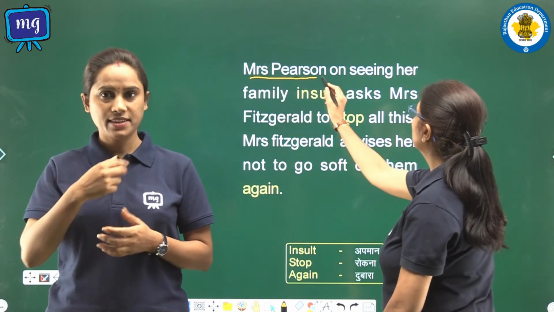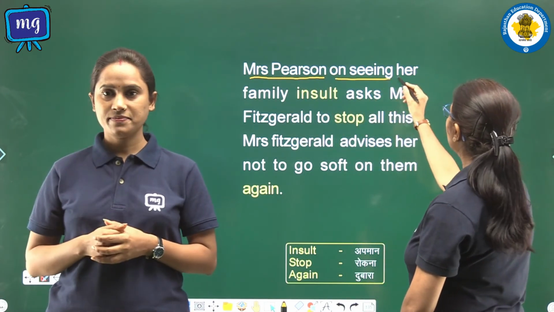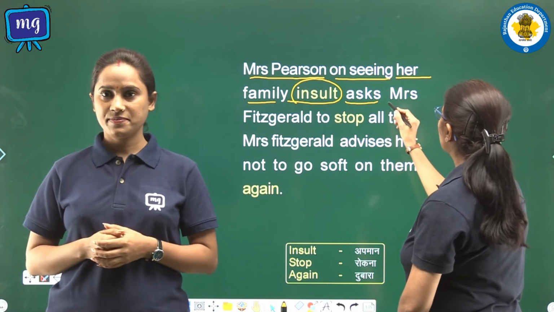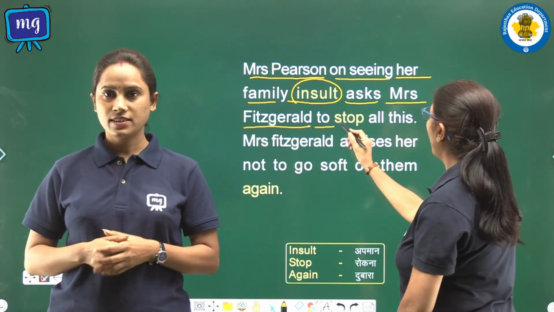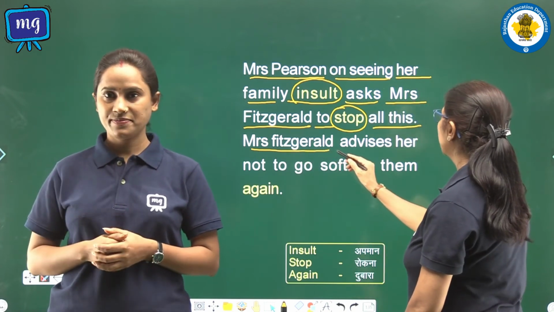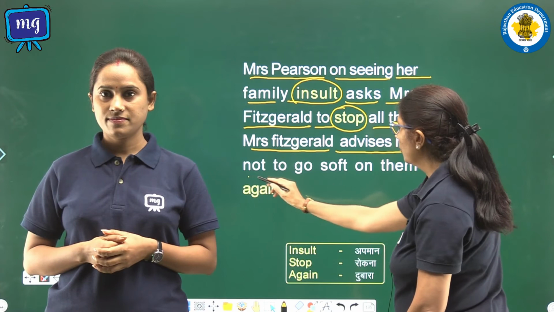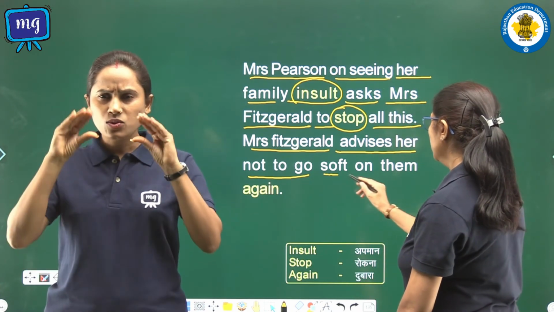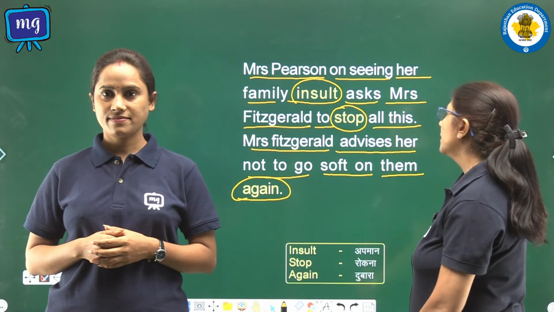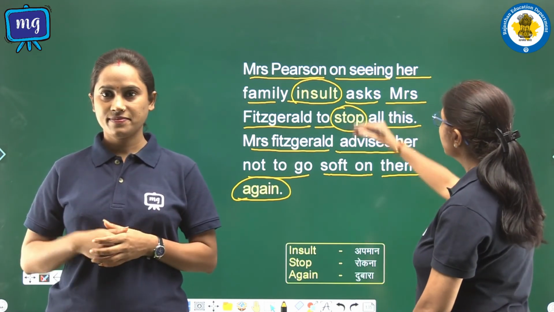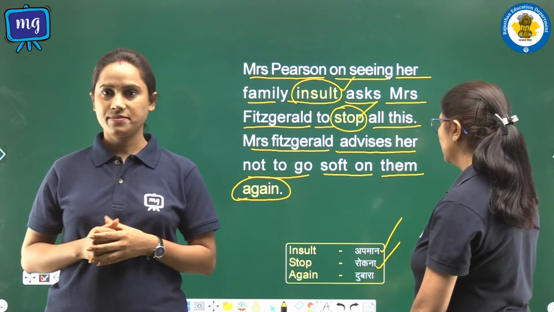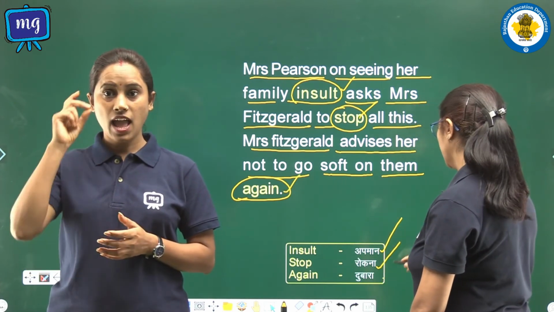Mrs. Pearson, on seeing her family insult, asked Mrs. Fitzgerald to stop all this. Mrs. Fitzgerald advises her not to go soft on them again. Word meaning: insult, अपमान, stop, रोकना, again, दोबारा.